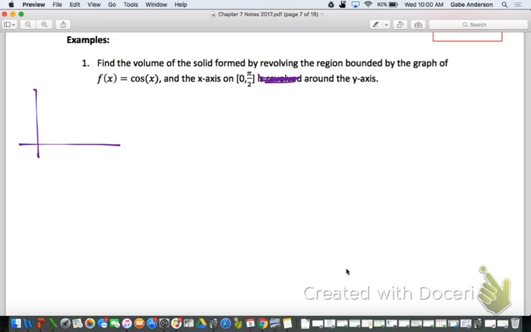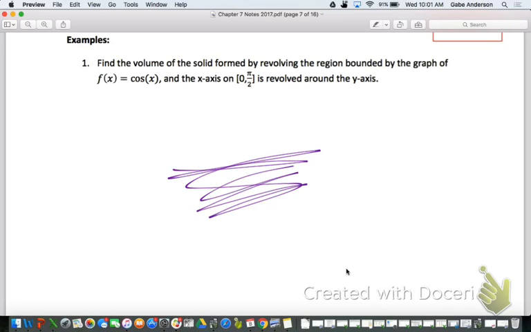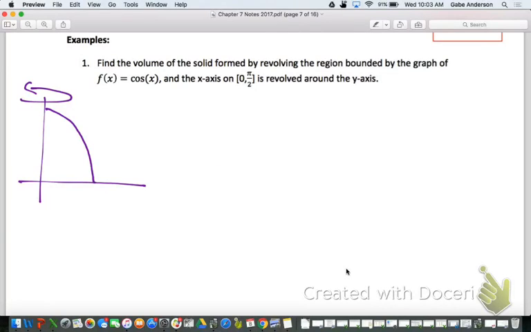It's not showing. It's not shown. Oh, it's not? Why is it not showing? That seems odd. It's right there. That might help. Wow, that's really strange. There's the region that we were talking about. And this is the interval from 0 to pi over 2, revolving around the y-axis.